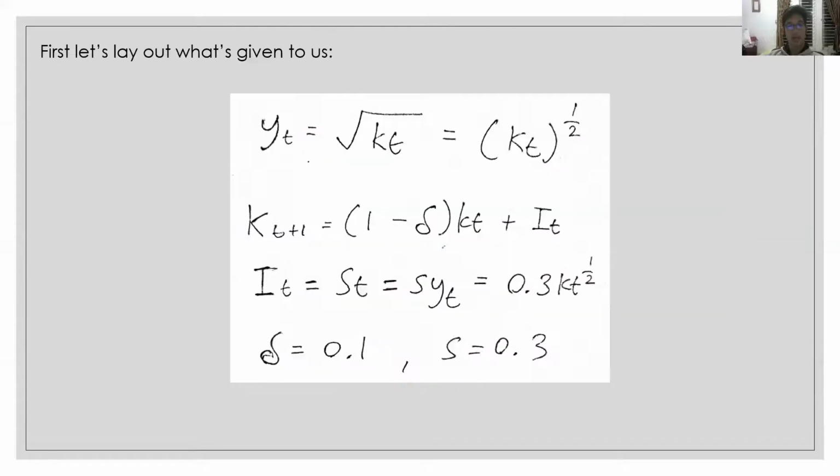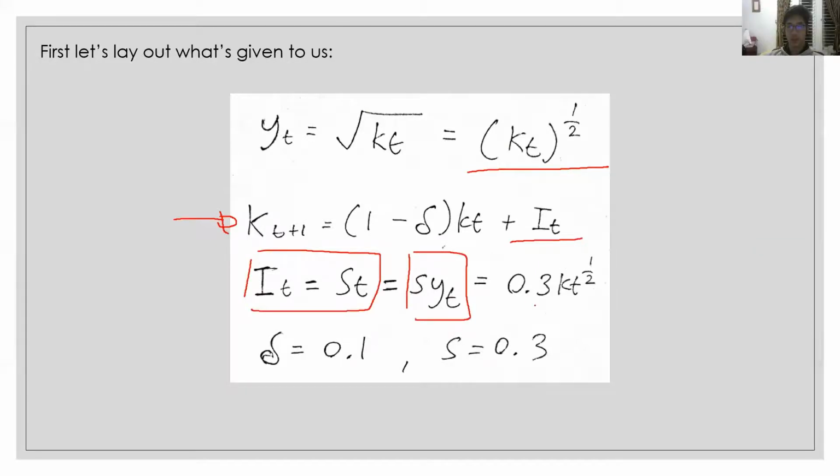So first, let's lay out what's given to us. We know that Y_T, which is aggregate output, is the square root of K_T, which we can write in the form of K_T to the power of 1/2. And we also know this equation, which is K_{T+1} equals (1 minus delta) K_T plus I_T. And I_T right here can actually be substituted out for S_T, which can be substituted out for S Y_T, which in turn gives us 0.3 K_T to the power of 1/2, because we know that S is 0.3, and we know Y_T here is K_T to the power of 1/2.